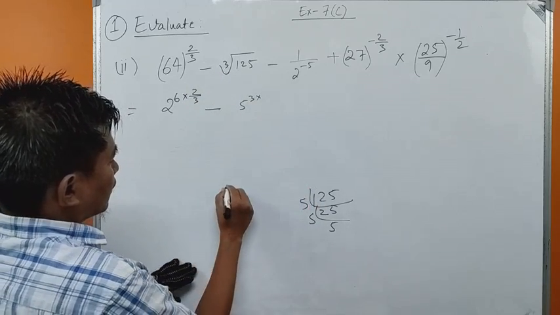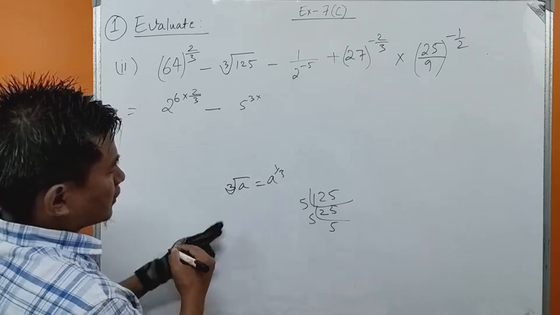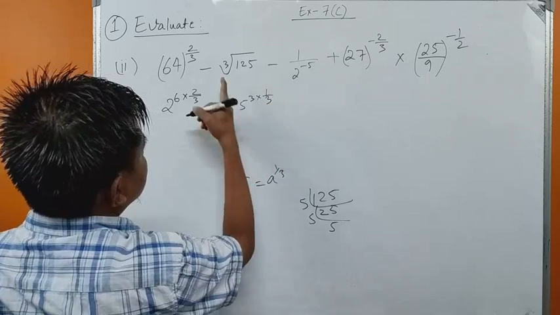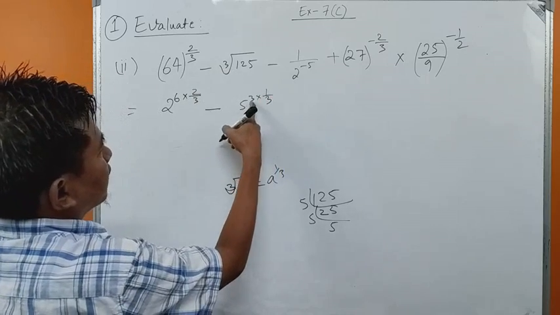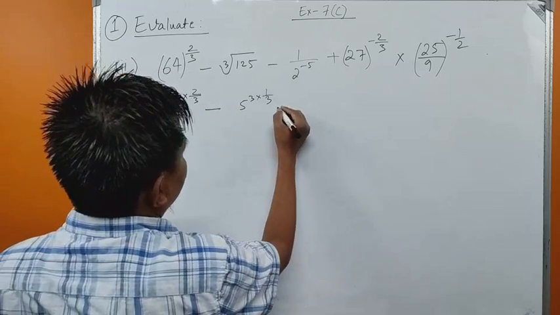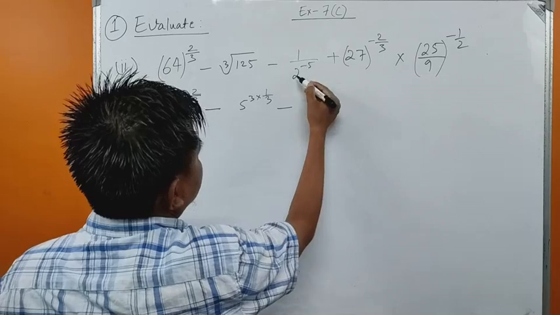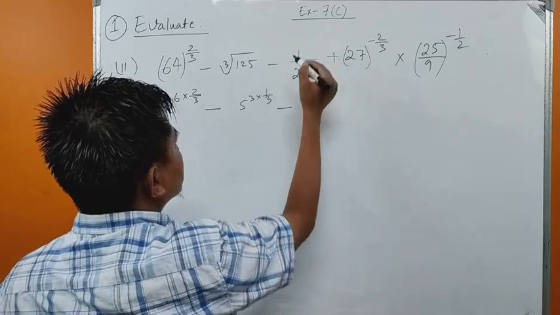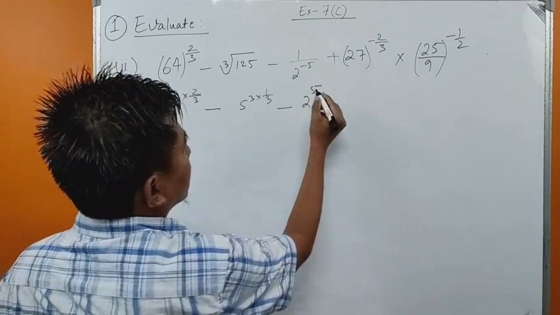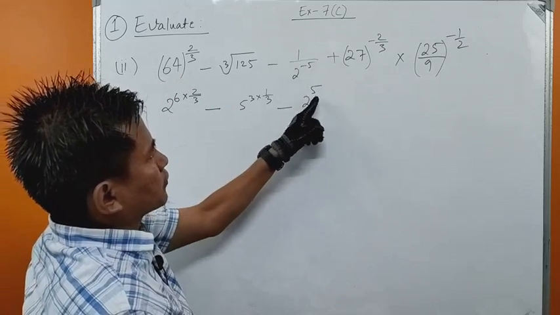Cube root of A equals A to the power 1 by 3. So this is 1 by 3. Cube root means 1 by 3, and 5 cubed means 3 to 5. So we have 1 upon 2 to the power minus 5. If we bring this number from the denominator to the numerator, the sign of the power changes to plus 5. 2 to the power minus 5 becomes 2 to the power plus 5.